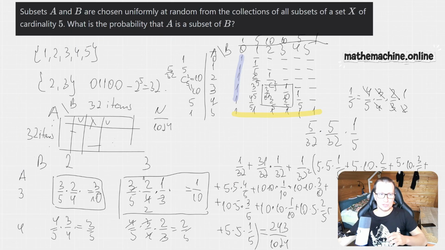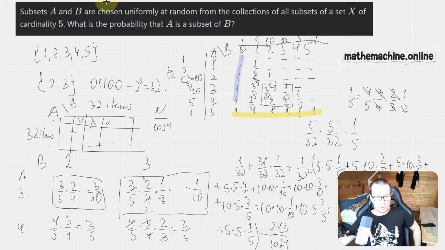Right, so here is the task: subsets A and B are chosen uniformly at random from the collection of all subsets of X of cardinality 5. What is the probability that A is a subset of B? Okay, so there are 5 elements and we choose subsets.